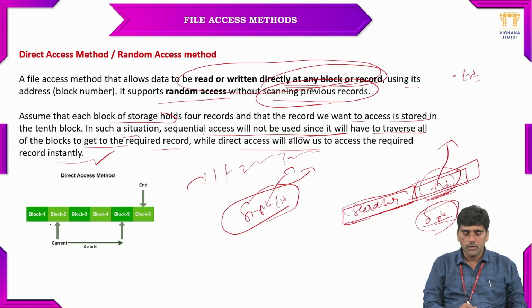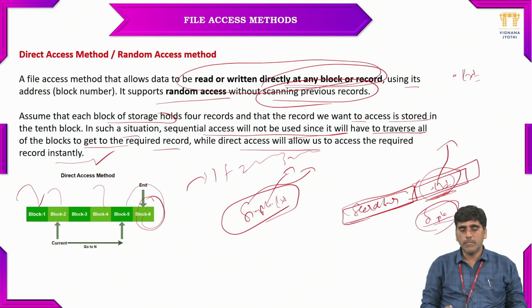Suppose in the sequential manner, to access this particular file, it moves from block 1 to block 2 to block 3 to block 4 to block 5 till block 6. But this is the direct access method. It cannot see all the folders, because this is the random file. If you type something that is located in block 6, it will be identified and displayed. So this is the random access method or direct access method. Compared with the sequential access method, this takes very little time to access the particular file.